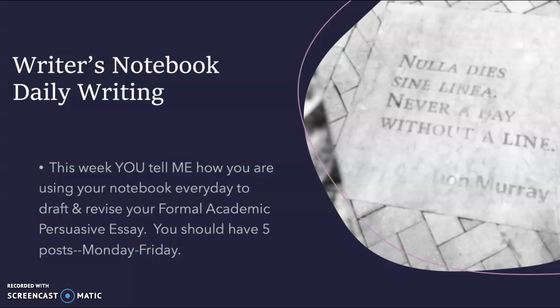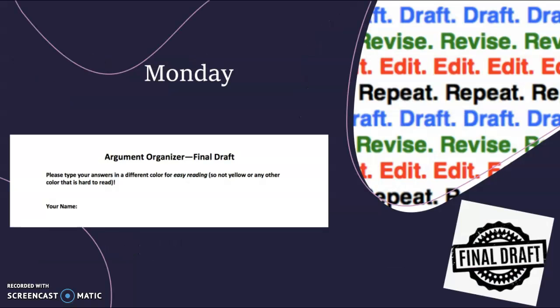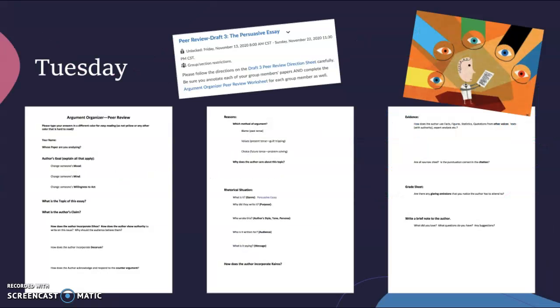All right. On to Monday, here's that argument organizer. You're going to type your answers in a different color, and then you're going to be getting ready for that to be a final draft. And then, of course, you're drafting and revising and editing and on repeat on Monday to get your peer review stuff done. And on Tuesday, you're going to make sure that you have all of your peer review stuff done for your peer review group.